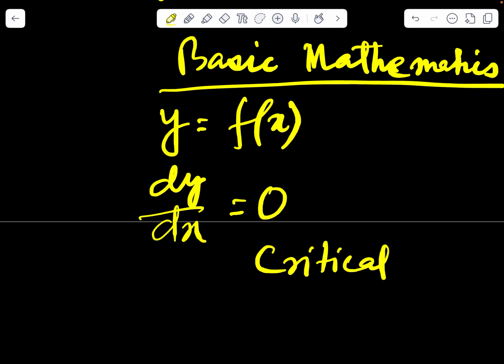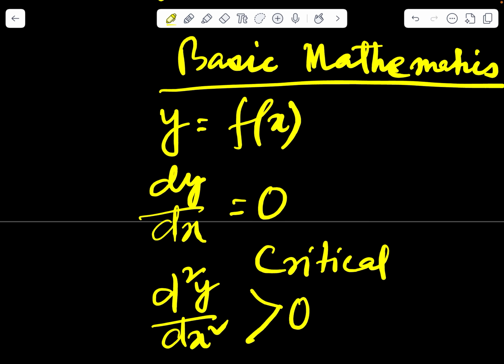That means this is a point which belongs to either maximum or minimum. Now to identify the maximum or minimum, what we have to do? We have to do the second derivative. If the second derivative is greater than 0, we call it minimum. If it is less than 0, we call it maximum.